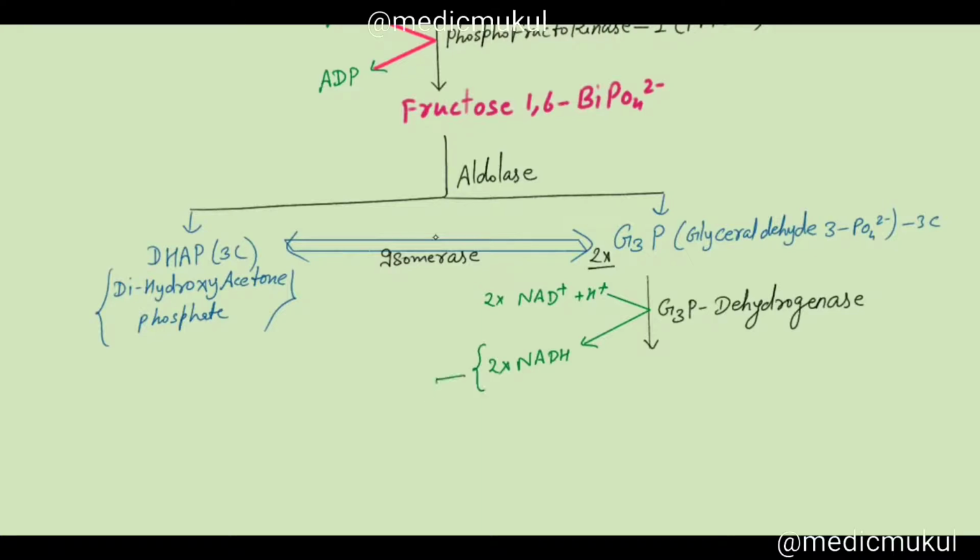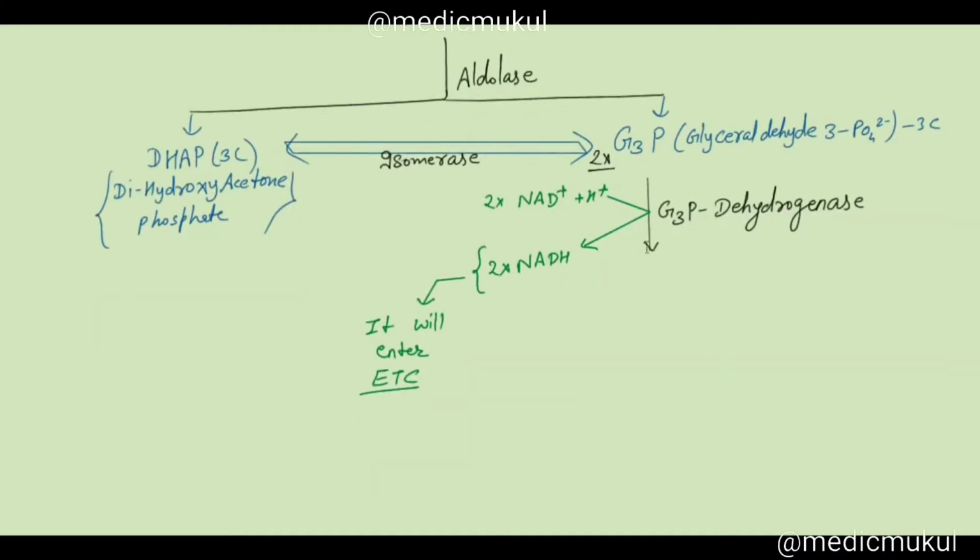So this NADH will enter into the electron transport chain. Now this G3P and one phosphate will be added here, so it will become 1 3 diphosphoglycerate, or we can say 1 3 biphosphoglycerate. So in short form we can write it 1 3 BPG.